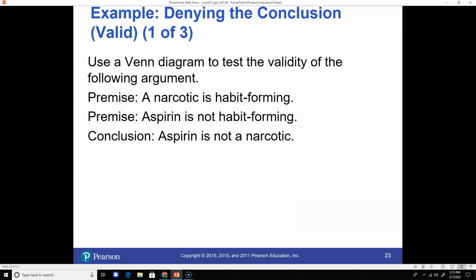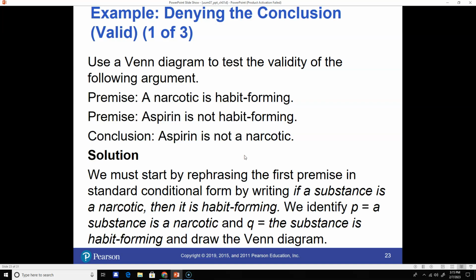Use a Venn diagram to test the validity of the following statement. So denying the conclusion, this is the last one where typically one of the premises is false, so we get a valid argument, but maybe it's not necessarily sound. So first premise, a narcotic is habit forming. Second premise, aspirin is not habit forming. And then the third, aspirin is not a narcotic. Okay, so we see what's going on here. Again, with the Venn diagrams. Let's see what they say.